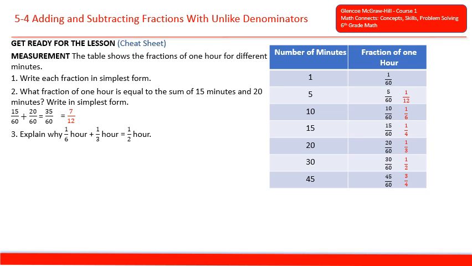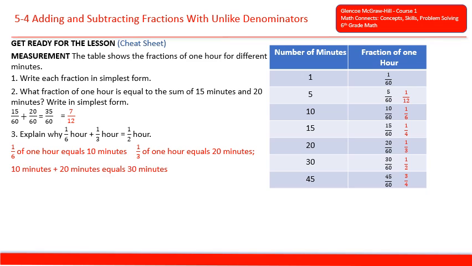Explain why 1/6 hour plus 1/3 hour equals 1/2 hour. 1/6 of 1 hour equals 10 minutes. 1/3 of 1 hour equals 20 minutes. 10 minutes plus 20 minutes equals 30 minutes. And 30 over 60 equals 1/2 of an hour.